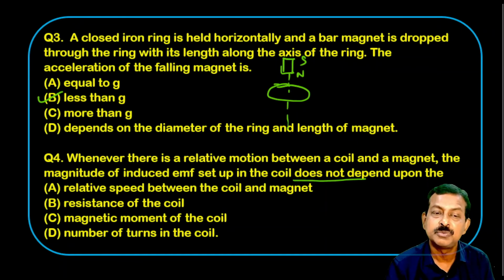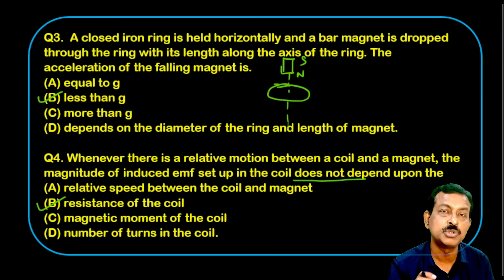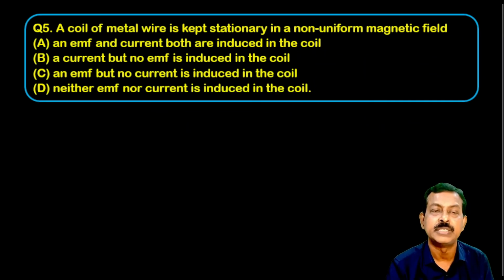Relative speed, definitely it will depend. Resistance of the coil, it is not depending upon that. Magnetic moment of the coil, definitely it will depend, because there will be current there and it will try to oppose. Number of turns in the coil, this is also not the correct one because it will depend upon the number of turns. So the correct option for this question is the resistance of the coil, because the magnitude of the induced EMF will not depend on it. Let's take the next question.